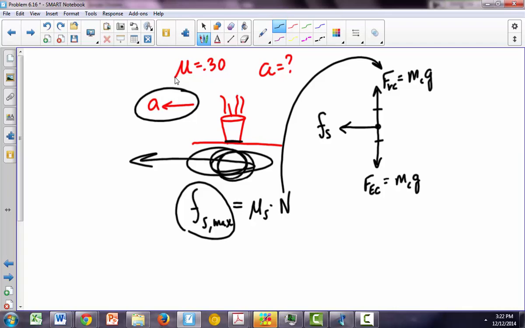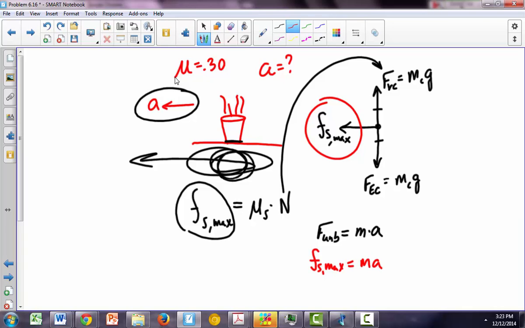So we're going to call this Fs max. So the greater that force, the greater the acceleration in that direction. So the maximum acceleration will occur when the static friction is maxed out. So the unbalanced force is equal to mass times acceleration. The unbalanced force in this case is this force of friction right here. So Fs max equals ma, mass of the cup times a.